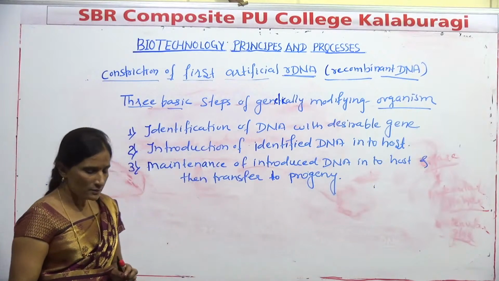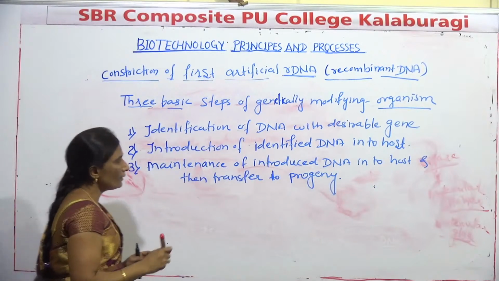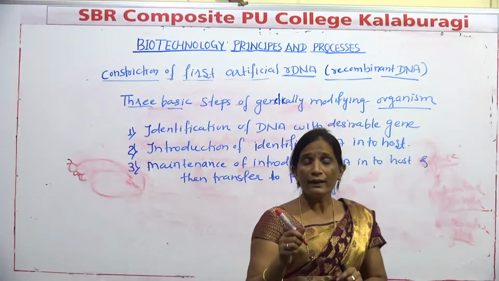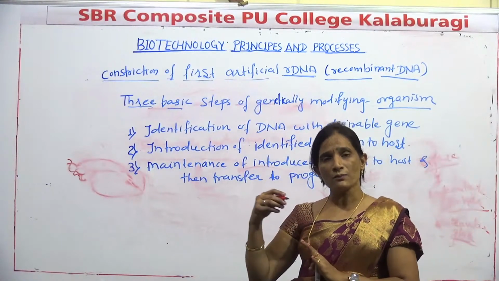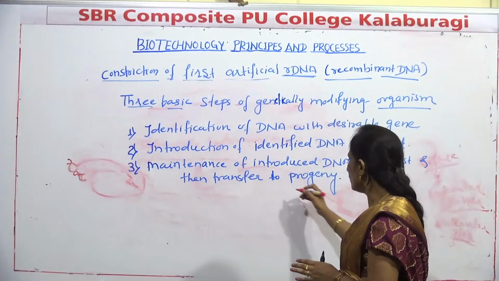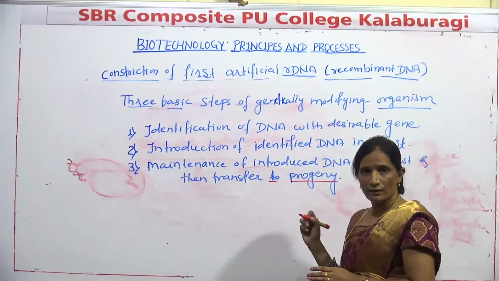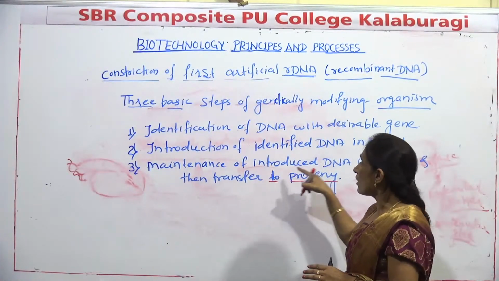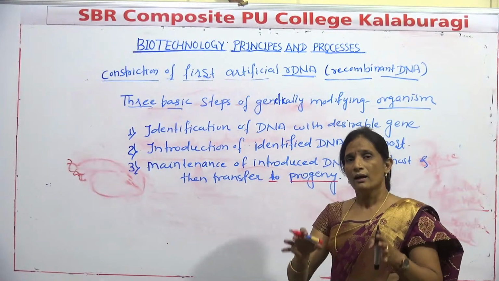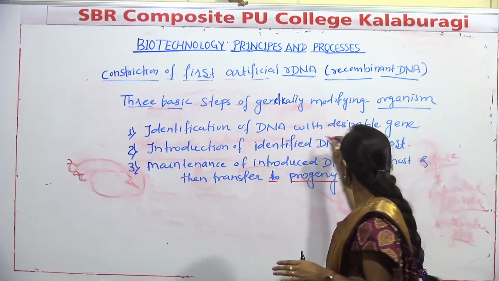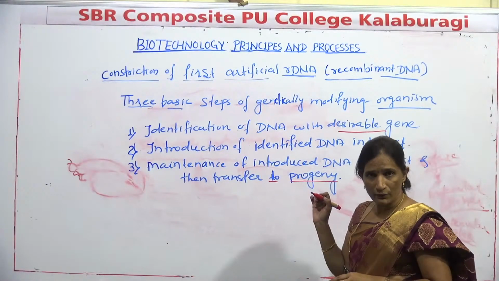Moving to the third step is maintenance of introduced DNA into host, then transfer to its progeny. Is it clear? The first step is identification of DNA. We are going to select the DNA. Which DNA? The desirable gene.